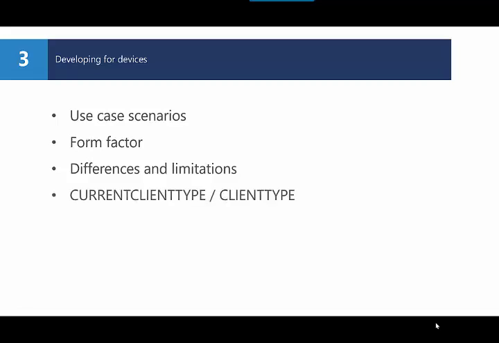The current client type function in C/AL gives information about the actual client the user is using. It returns a client type value, Windows, web, desktop, tablet or phone, which indicates if the user is accessing the application using the Dynamics NAV Windows client, web client or universal app. And for the universal app, it indicates on what device the app is running.